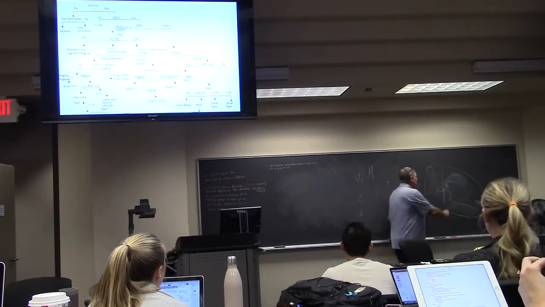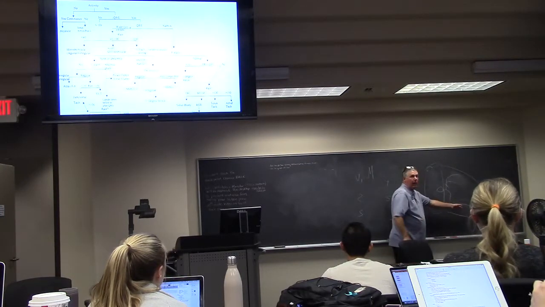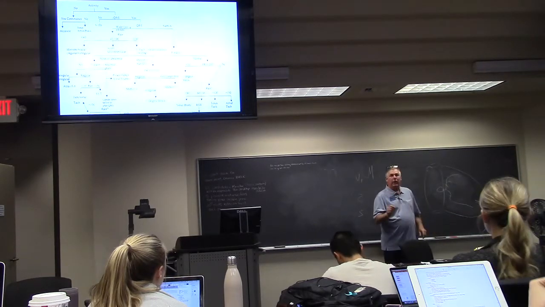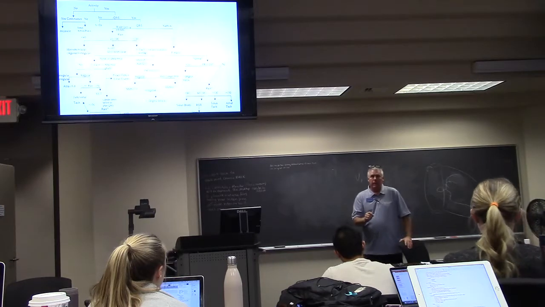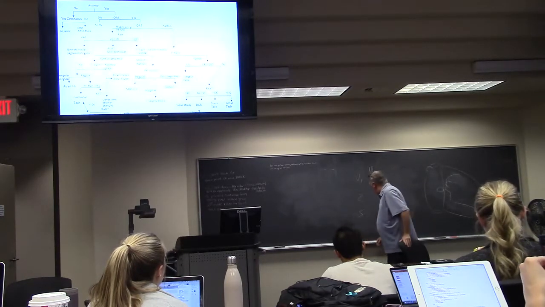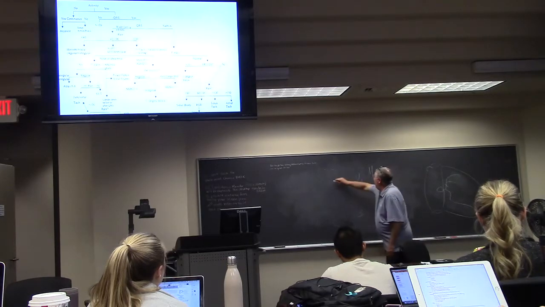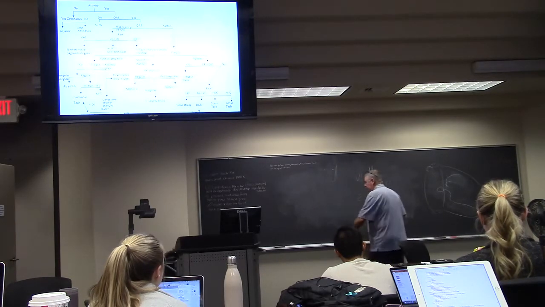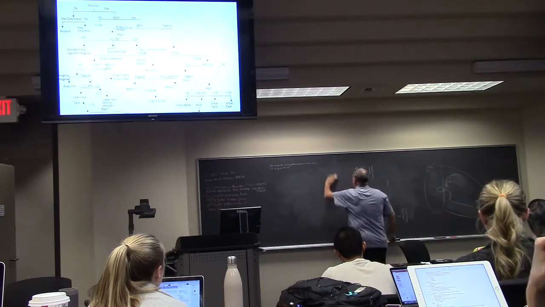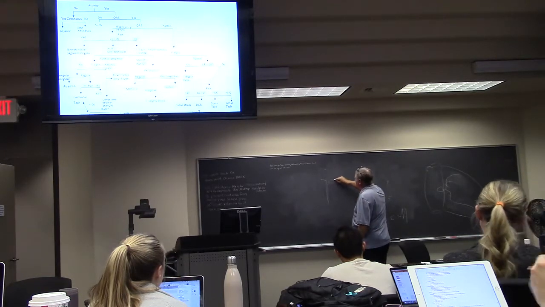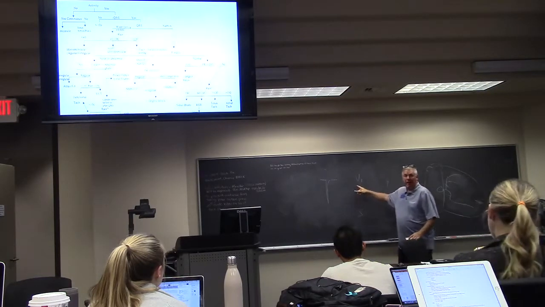And then a right bundle branch block is anywhere along the right branch. Now, think of it as a conduction delay. So, normally, this should look like, well, actually, this should not look like that. V1 should look like that.